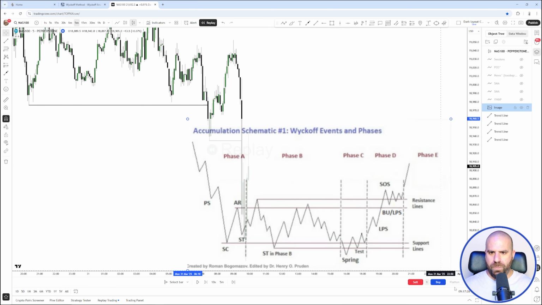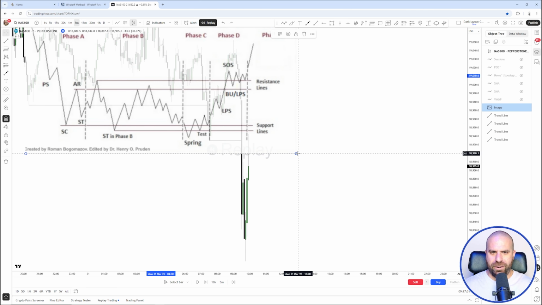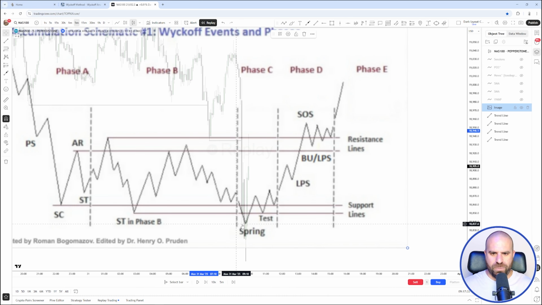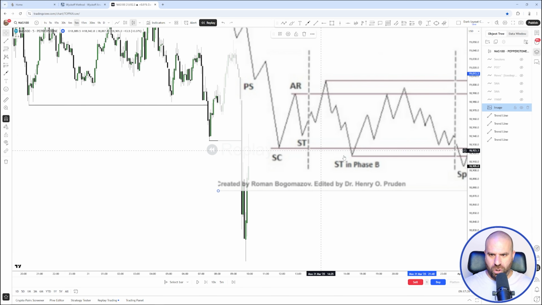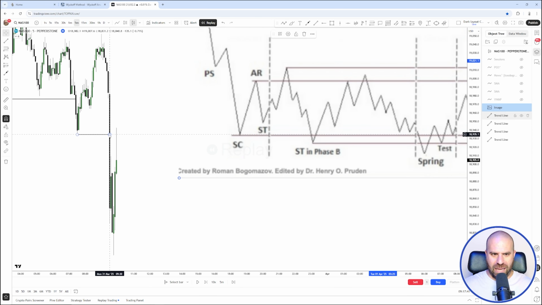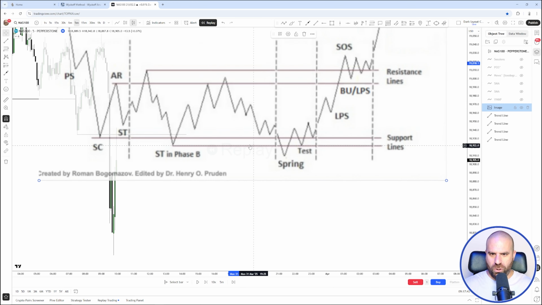And if I bring back my thing right here, you see that the test after the spring will happen instantly. So ST in phase B, it was here. If you draw a horizontal line, you see that it goes ahead and cuts over here.